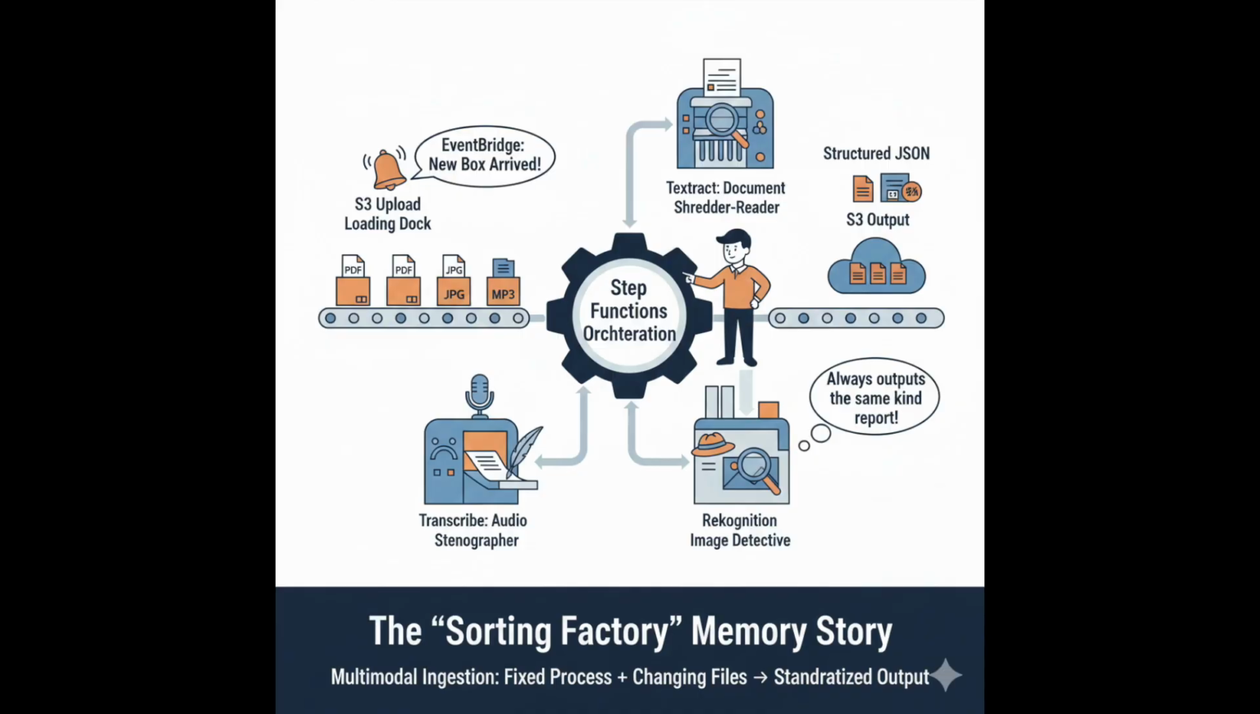Number 6, memory story, so you don't forget. The sorting factory. Imagine a factory conveyor belt. Boxes arrive at the loading dock: S3 upload. A bell rings and tells the factory a new box arrived: EventBridge. The factory manager routes the box to the right machine: Step Functions. The machines: document shredder reader, Textract; audio stenographer, Transcribe; image detective, Rekognition. Everything is rewritten into the same standardized report format, structured JSON in S3. The trick is, the factory doesn't care what the box looked like, it always outputs the same kind of report.